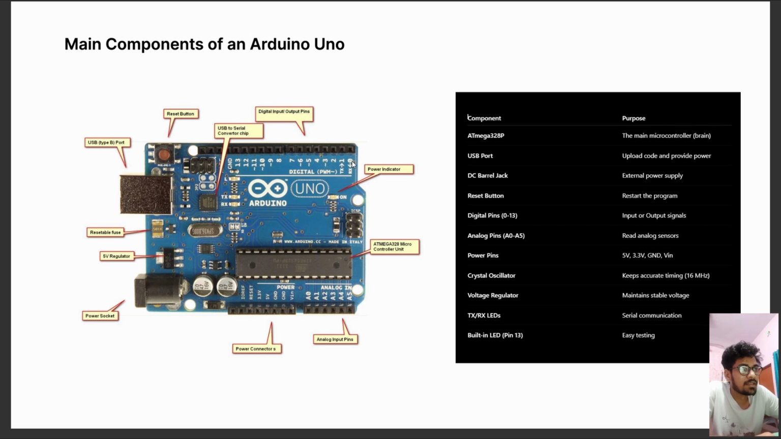You can see these numbers: 0, 1, 2, 3, 4 up to 13. These are the digital input and output pins. Similarly, this is A0, A1 up to A5. These are the analog input pins. Basically, digital pins are input or output pins, and analog pins read analog sensors. We will see in other slides what these are. This is a very small light, the power indicator. When you plug this into the computer, this light turns on. So these are the basic components of Arduino.